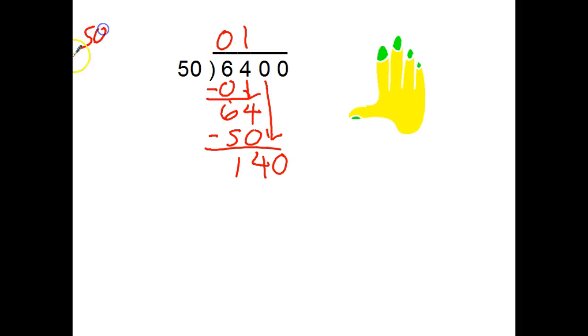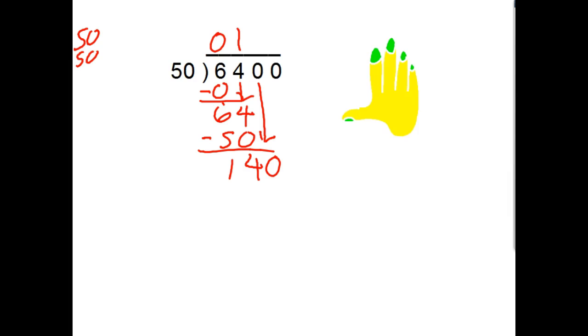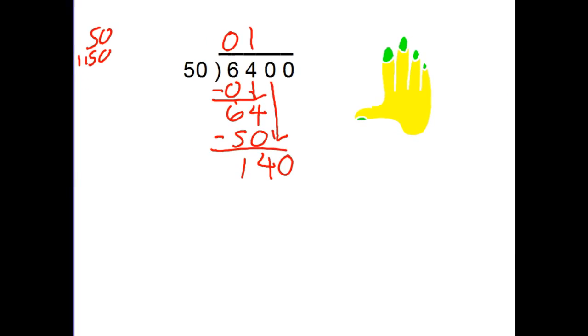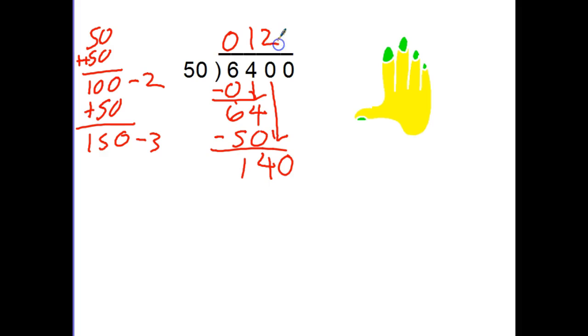Let's see. 50 plus 50 gets me to 100. Sorry, my screen was starting to move there. Add on another 50, and that was 2 50s. Add on another 50, I'm at 150, and that would be 3, which is too much, so I just want 2 of them. 2 times 50 is 100. When I subtract, I got 40 left. Bring down that other 0.